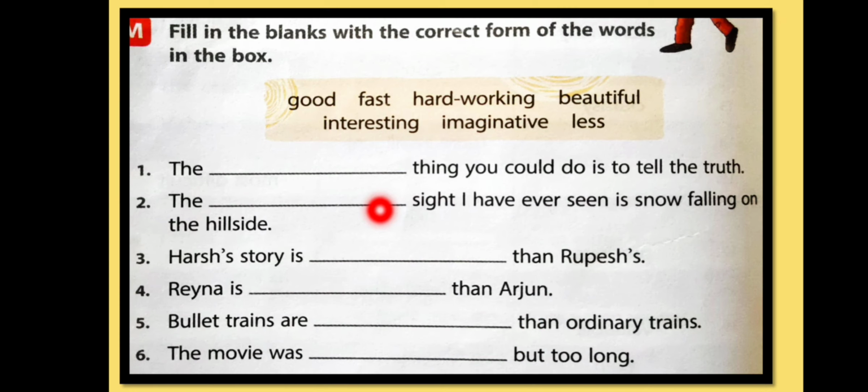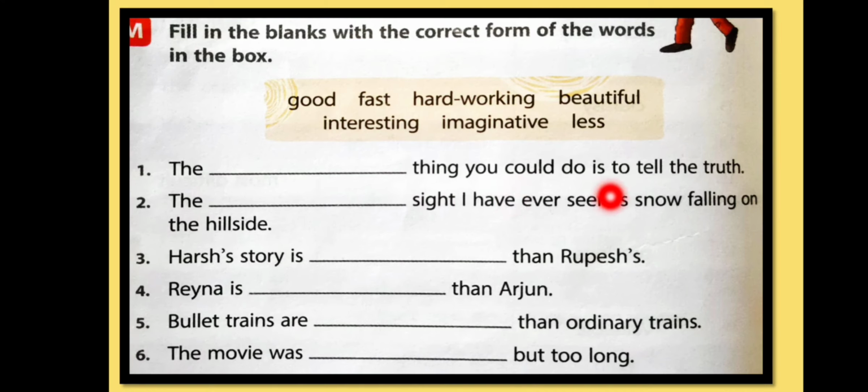Now, the last exercise of this chapter, fill in the blanks with the correct form of words in the box. In bracket, you can see some adjectives, but what you have to do is choose the correct form of adjective from the bracket. They have given the adjectives, but you have to use them according to the sentence. You have to change to the correct form of adjective.